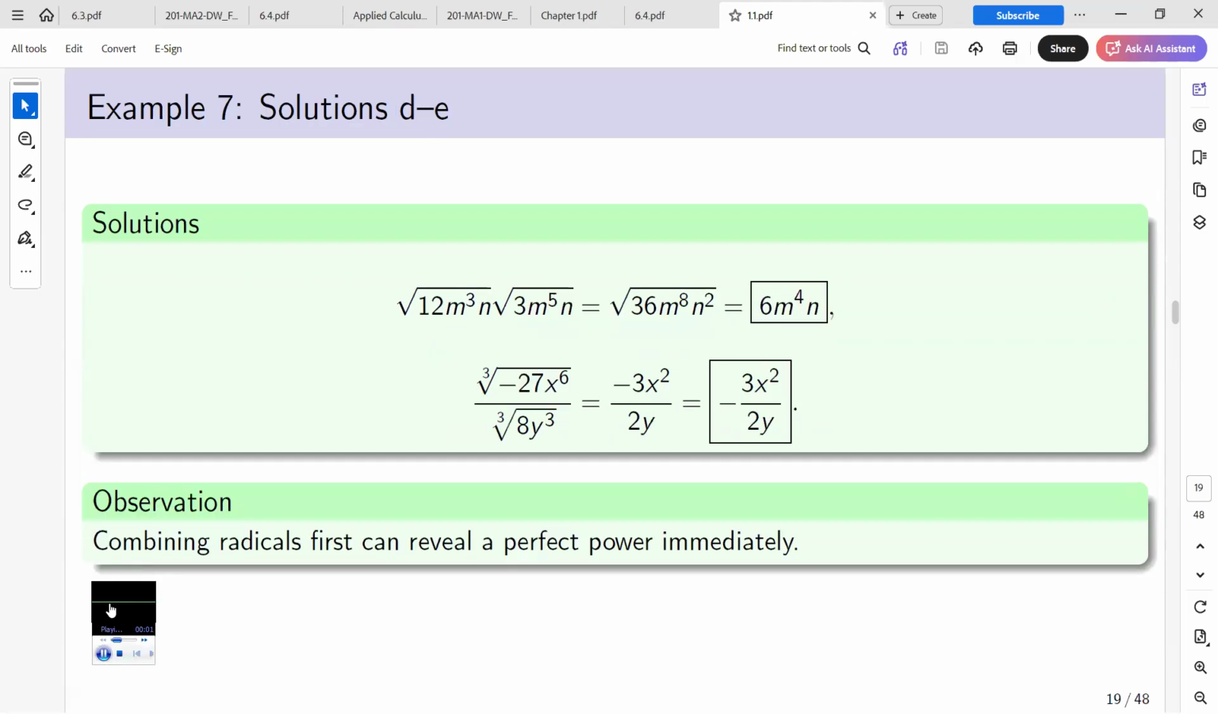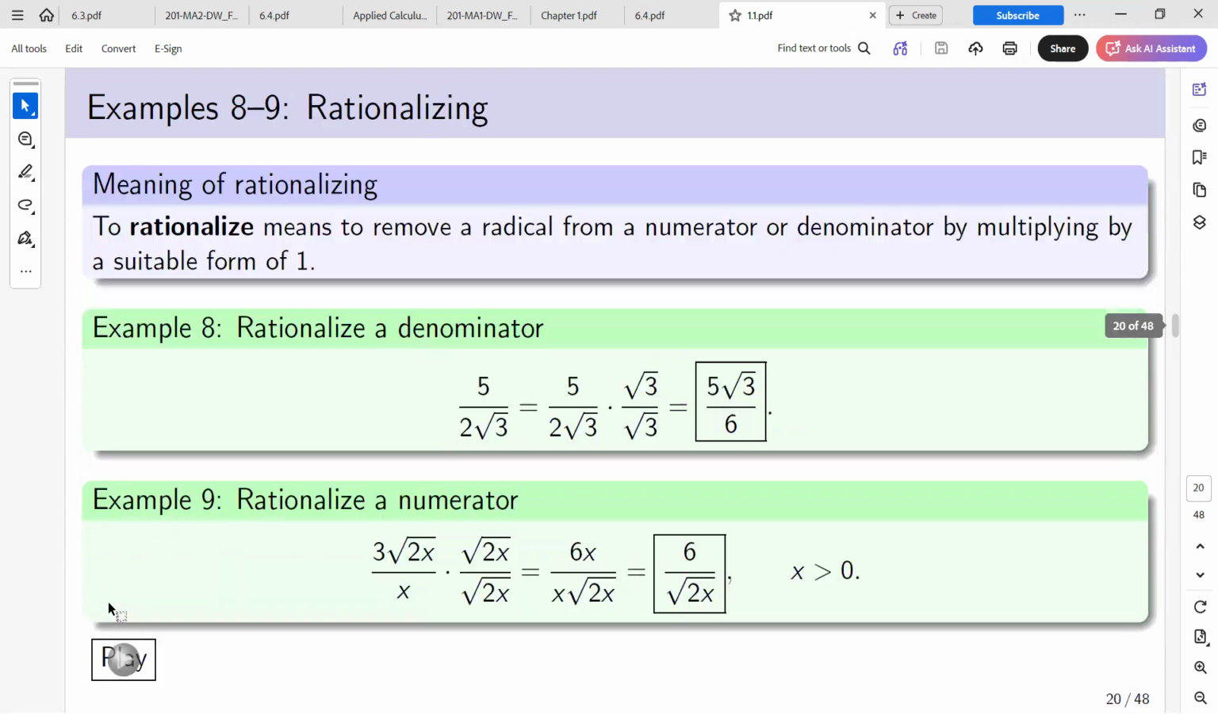In Part D, multiplying the radicals produces a perfect square. In Part E, cube roots handle the negative numerator normally because the index is odd. Rationalizing multiplies by 1, so the value does not change. Rationalizing a numerator will later be useful when working with certain difference quotients.